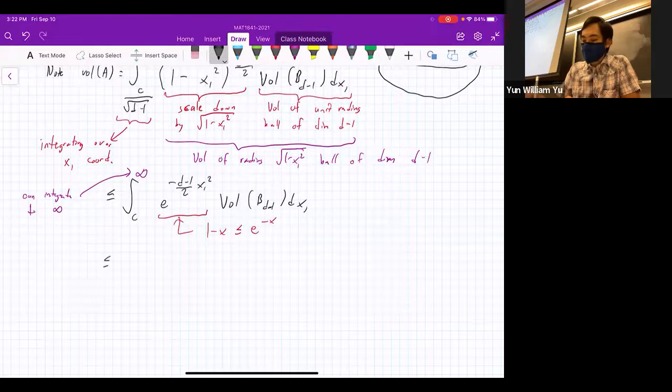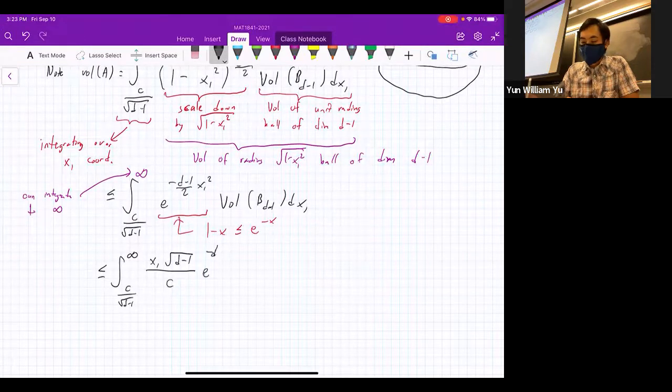Let's do another inequality. Oh, sorry, that is not c. You guys should stop me when I make mistakes like this. It's c divided by the square root of d minus 1. Okay, so let's keep on going. So this is less than or equal to the integral from c divided by the square root of d minus 1 to infinity of x1 times the square root of d minus 1 over c, times e to the minus (d minus 1) over 2, oh, sorry, messed that up. This is minus (d minus 1) over 2. So that negative sign is actually important for it to be in that position. x1 squared times the volume of B_{d minus 1}, dx1.